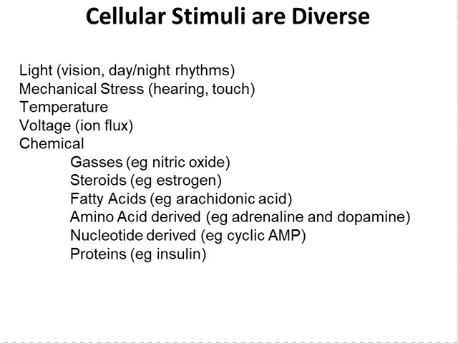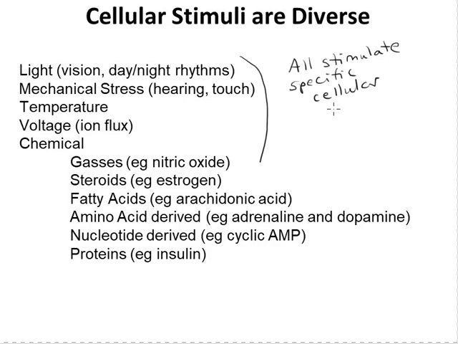Listed here you see some examples of the diversity of these types of signals, which includes nonpolar gases, lipids like steroid hormones or hormones derived from membrane lipids like arachidonic acid, which is important for pain and inflammation signaling, nucleotides like cyclic AMP, and very, very commonly, signaling proteins such as insulin.